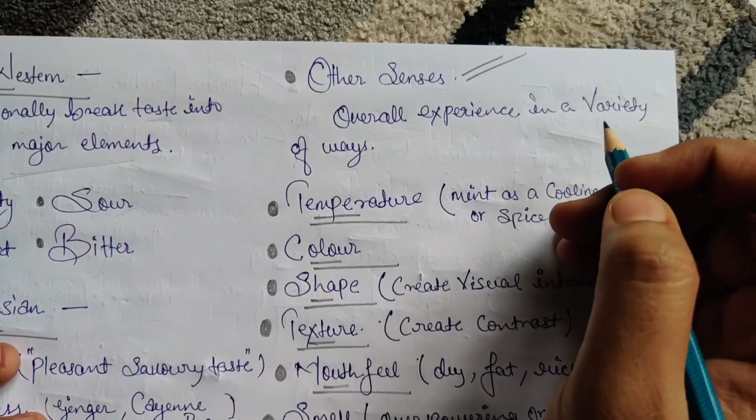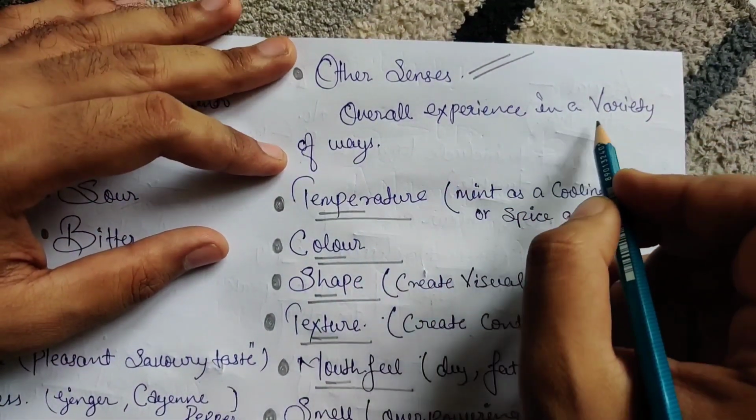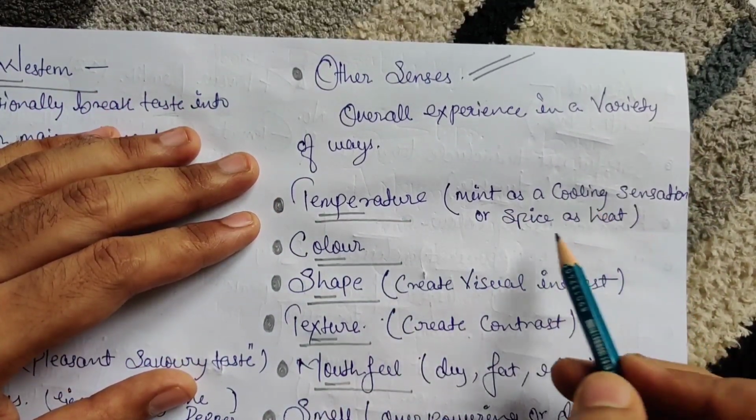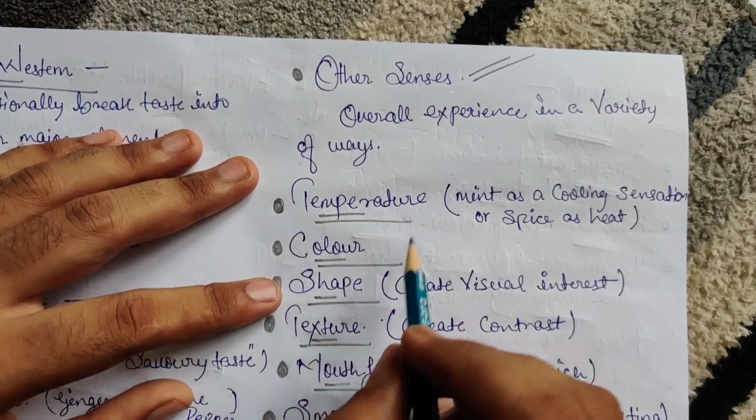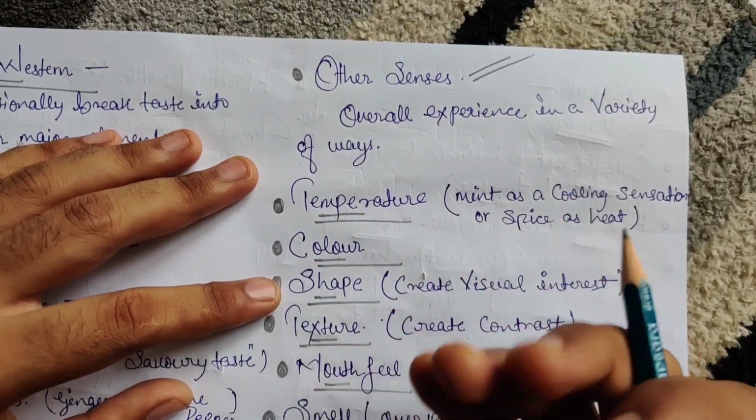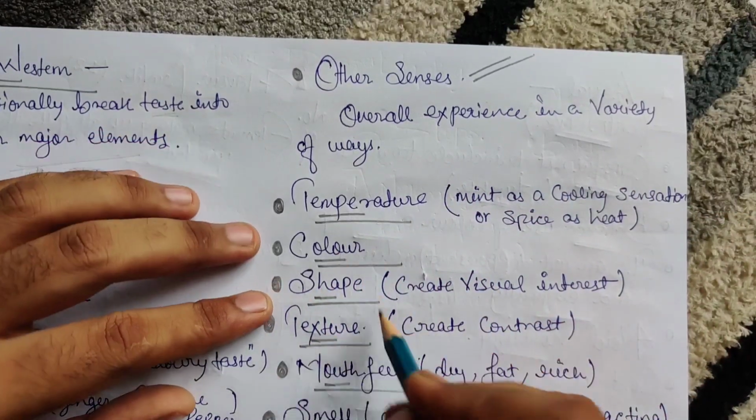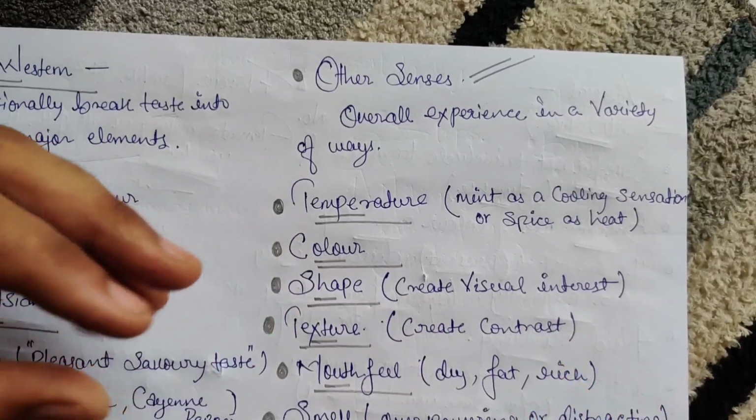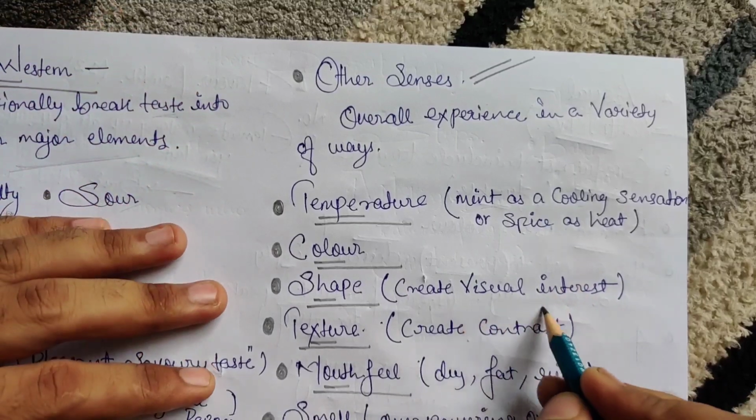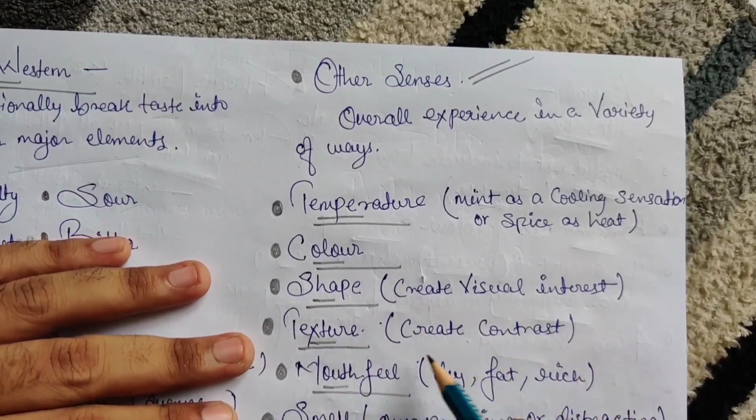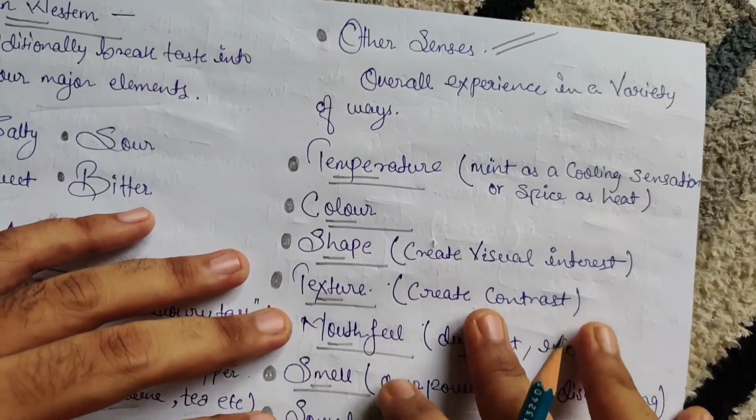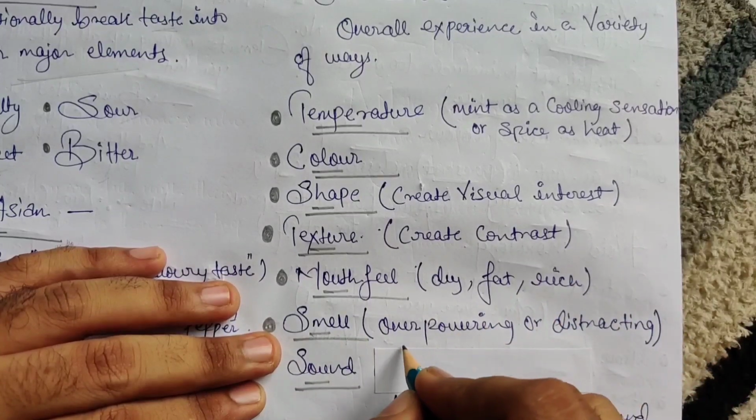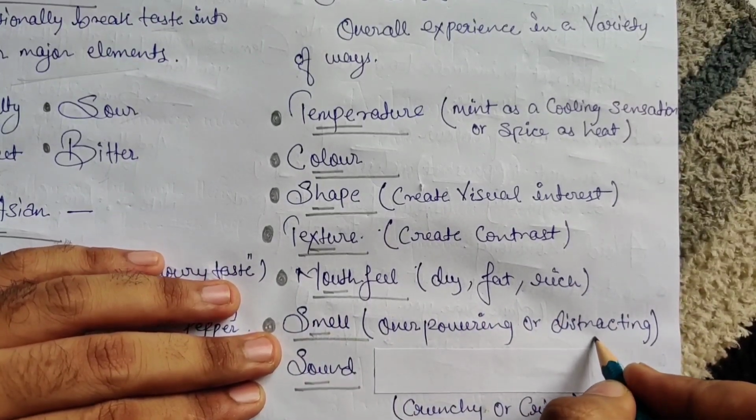Here we go. The other senses that we have shape the overall experience in a variety of ways. For example, temperature can mean a cooling sensation or spiciness or heat, right? Color attracts your eyes. We have shape, which creates visual interest. Texture creates contrast. Mouthfeel is going to be dry, fatty, or rich. Smell can be overpowering or distracting.